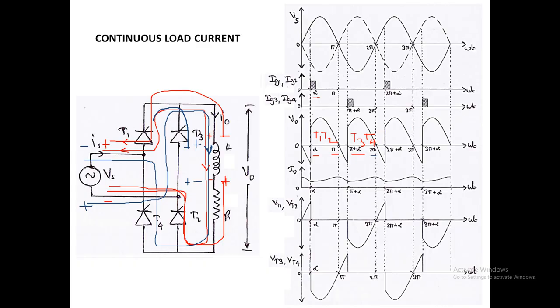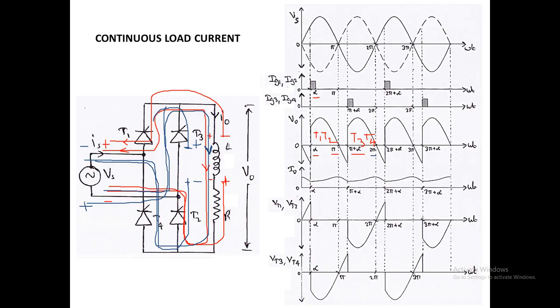Through this T3, the negative is connected through T3 and the positive is connected through T4. So it will go like this, and the energy will be dissipated and fed back to the source. So from 2 pi to 2 pi plus alpha, the already conducting thyristors T3 and T4 will be conducting and the energy will be dissipated.